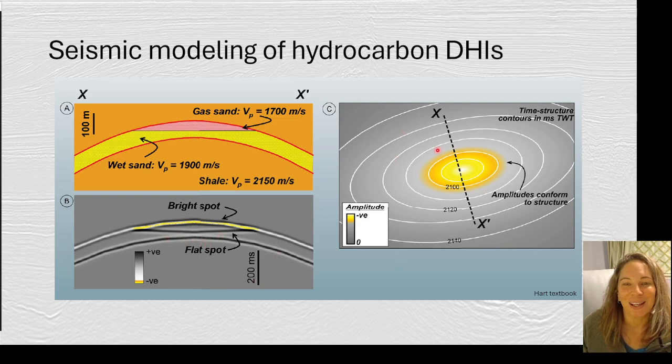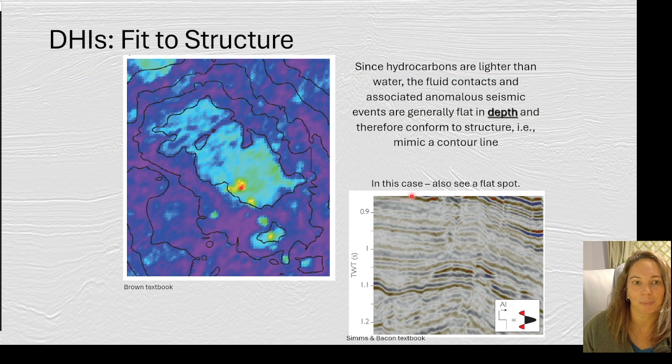And so the other thing that we notice here is, when we look at that in a structural view and we put those time structure contours on there, we can actually see how that bright spot, that higher amplitude, conforms to structure. And so this is another key DHI, structural conformance.